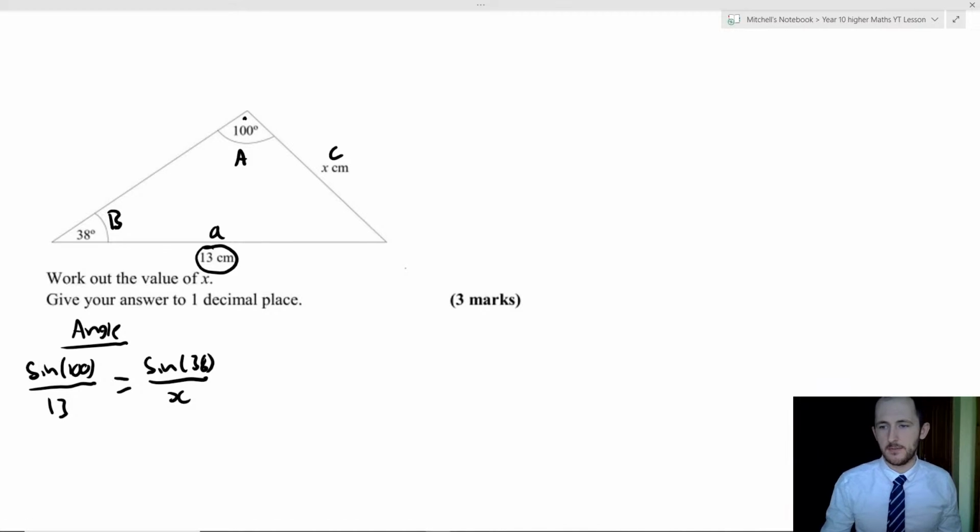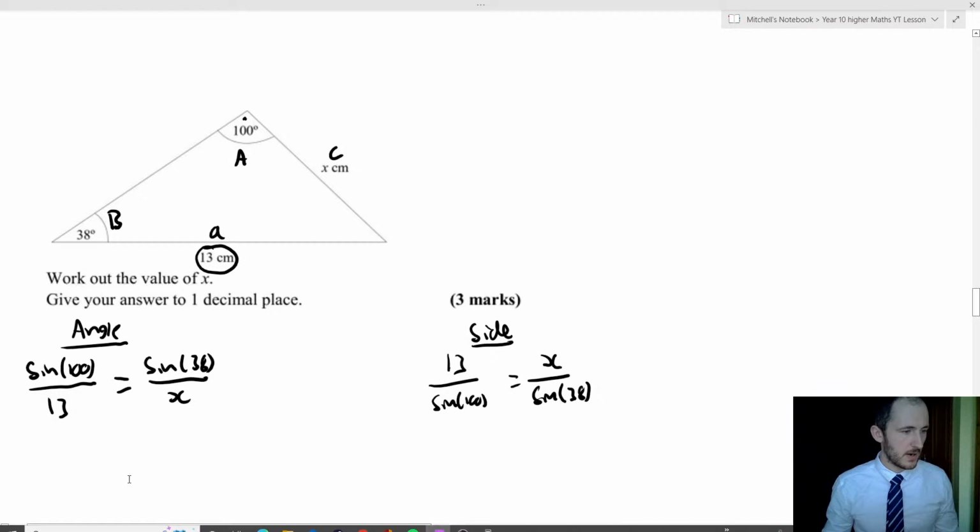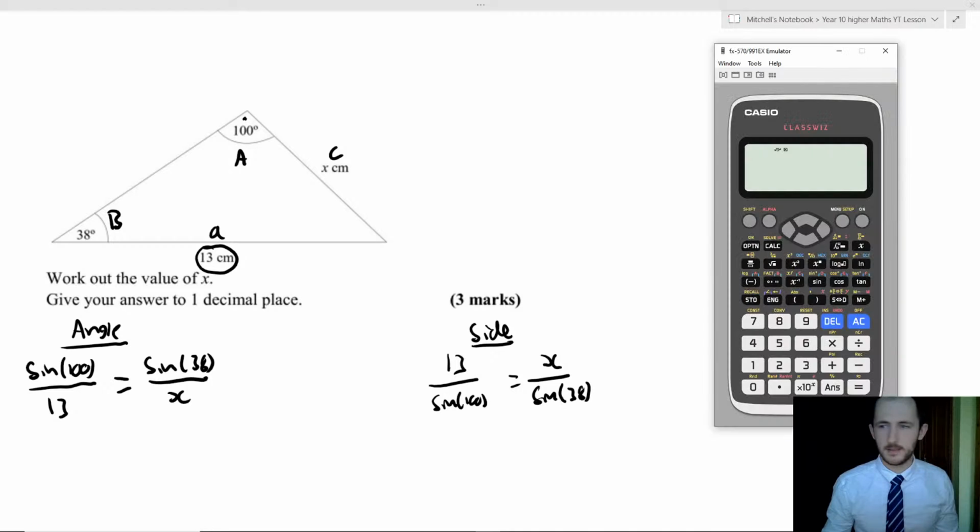Now, if you did this in terms of sides, then you flip the whole thing over. 13 over sine 100. Again, it's just the angle side pair. Equals x over sine 38. Okay? Now, I actually do have a calculator here, so I can do the calculation in front of you.